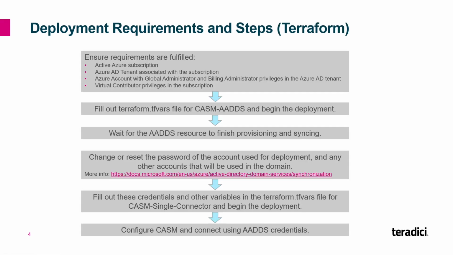With the deployment process itself, I won't go over it in too much detail here since I'll be giving a demonstration later. But the basics is that you just ensure you have the requirements fulfilled. You fill out the terraform.tfvars file for the AADDS deployment. You wait for that to finish. Then you do the same for the workstation deployment.